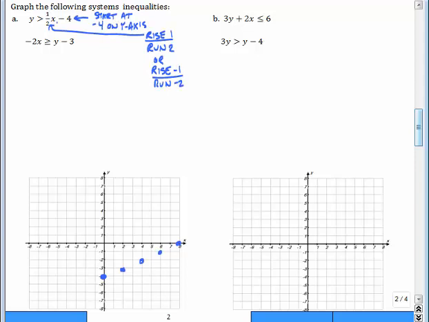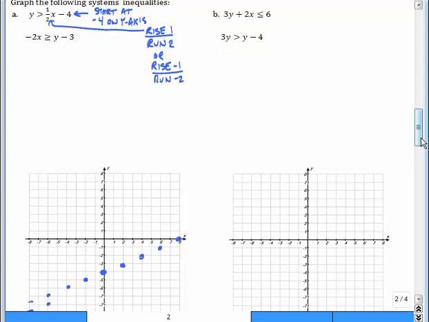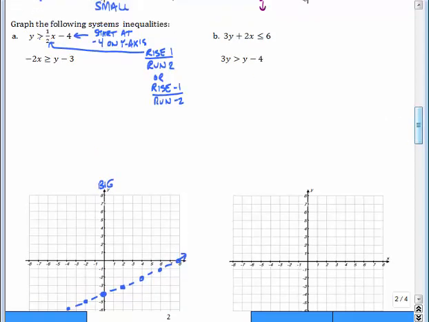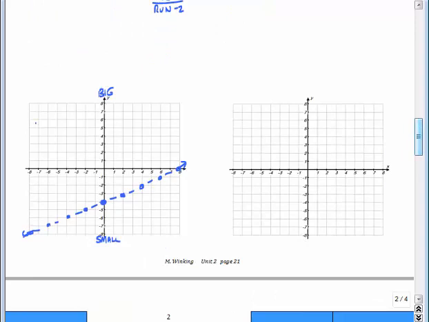Because a negative divided by negative is still a positive. So if I rise -1, that's down 1, and run -2, that's left 2. And again, I can use all the lattice points going that direction. And because there's no equal sign, this will be a dashed line. So let me just put some dashes in between these points. And then I'll remind myself that y is small down here and y is big up here. So according to this, I would need to make a graph where y is big. So I would shade above the line.